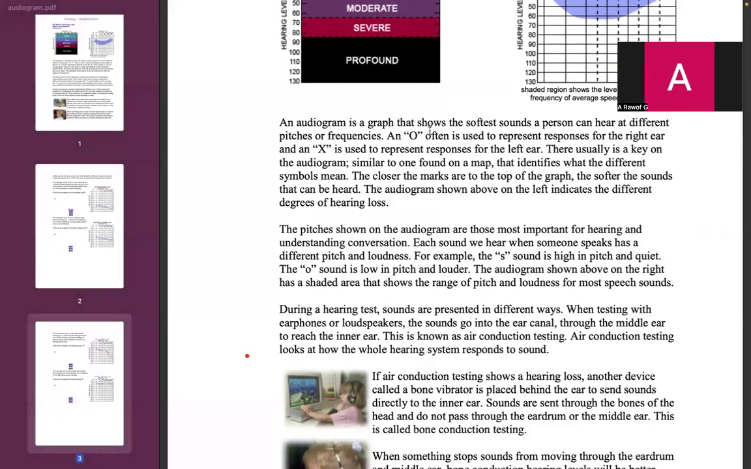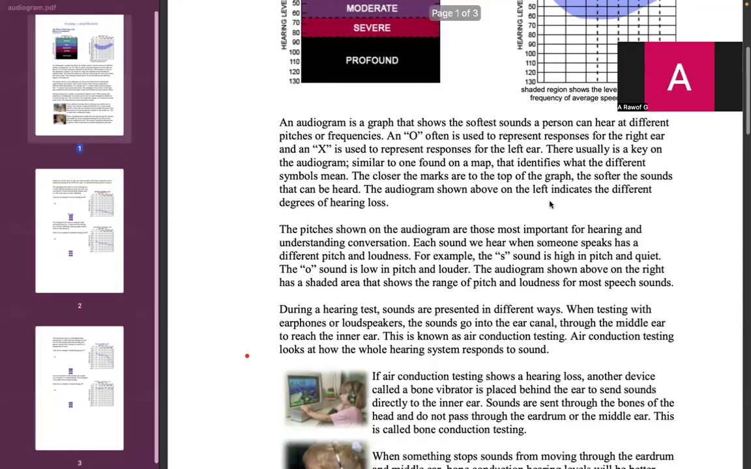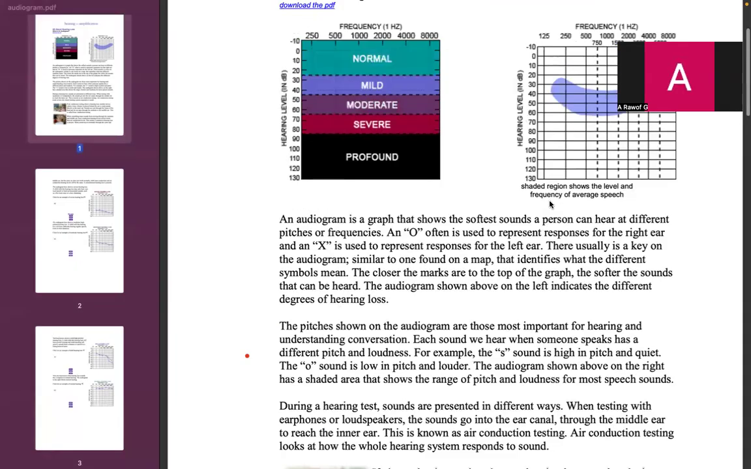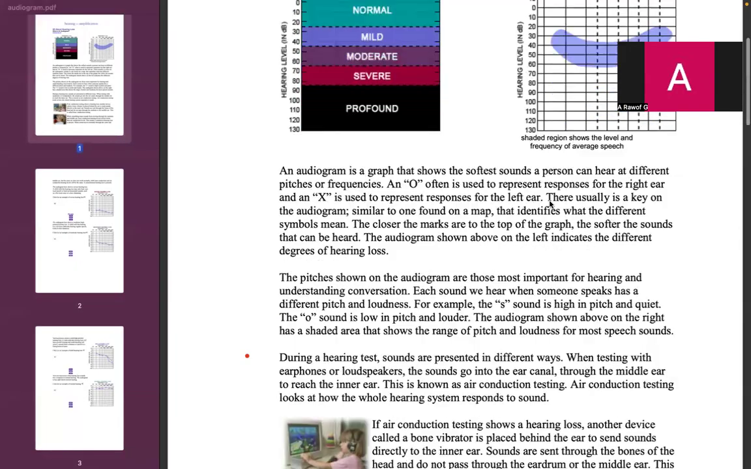Now, an audiogram is a graph that shows the softest sounds a person can hear at different pitches or frequencies. O is often used to represent responses from the right ear, and X is used to represent responses from the left ear. There is usually a key on the audiogram, similar to one found on a map, that identifies what different symbols mean. The closer the marks are to the top of the graph, the softer the sounds that can be heard. The audiogram shown above on the left indicates different degrees of hearing loss. This is the degrees of hearing loss.